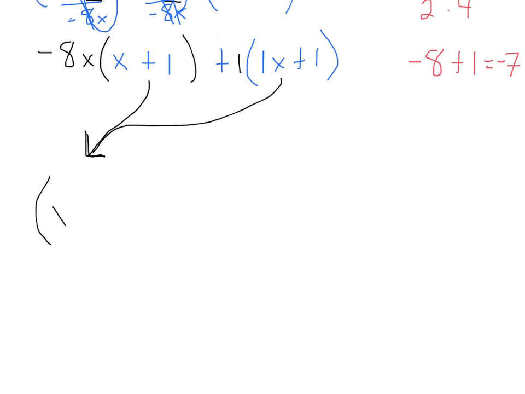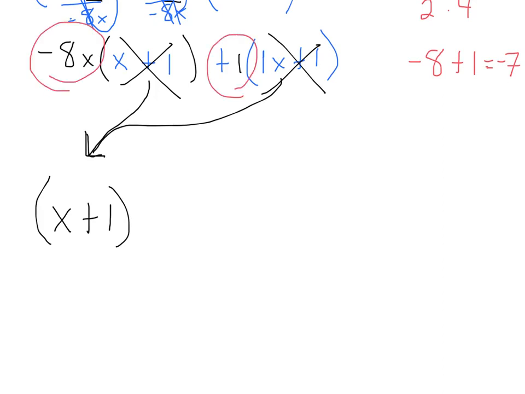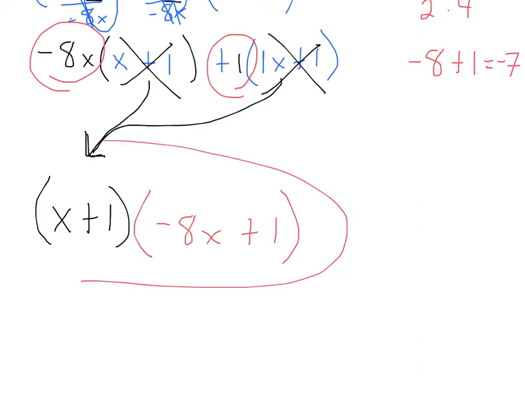And so I have x plus 1, and since I took x plus 1 out of here and out of here, what's left is negative 8x and positive 1. So I'm going to write right here negative 8x plus 1. And so there's your answer. You factored the original problem by grouping.